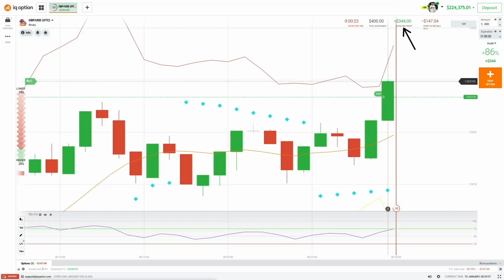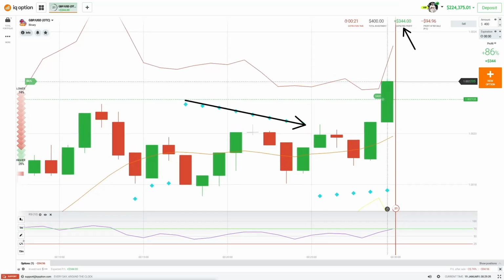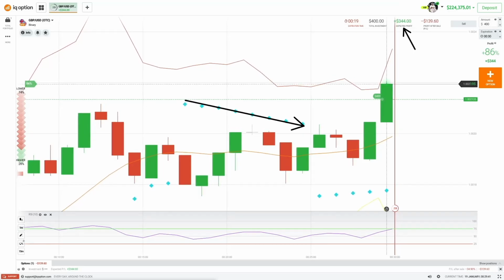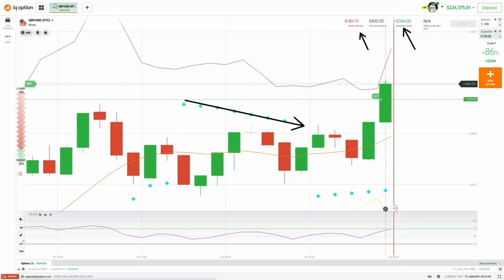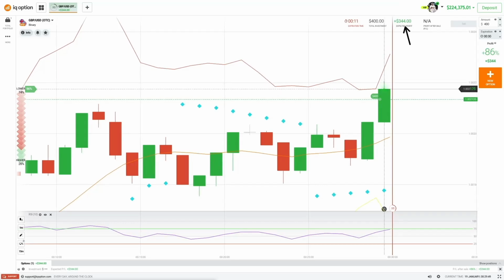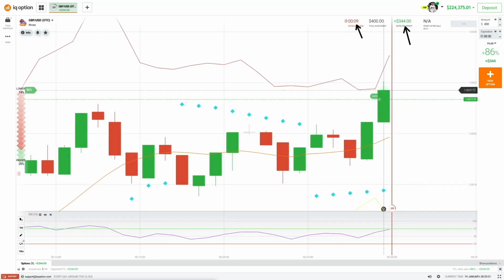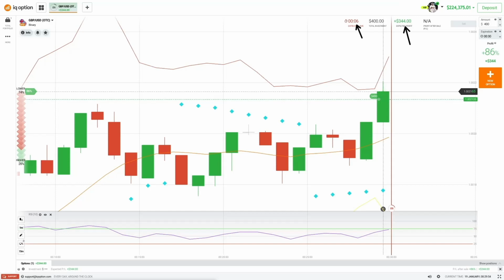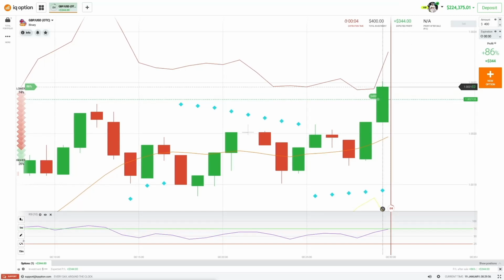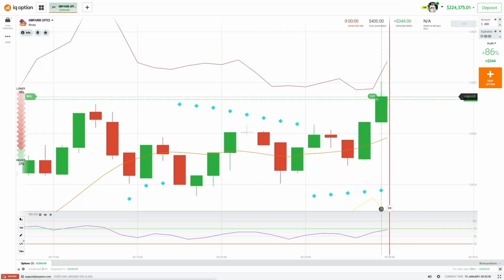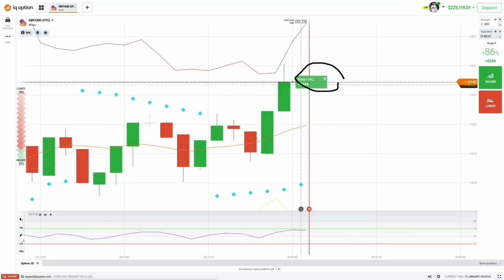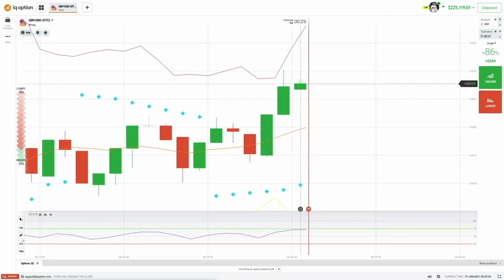$344. This strategy is based on some indicators. Sorry, it's simple. The principles of the strategy that I'm using here are very simple. So I'm investing $400. If my prediction is right, I'm making $344 in less than 1 minute. So in less than 1 minute, let's see if my prediction is right. Yeah. Wait a minute. Yep. Look, $344. I just made $344 in less than 1 minute.